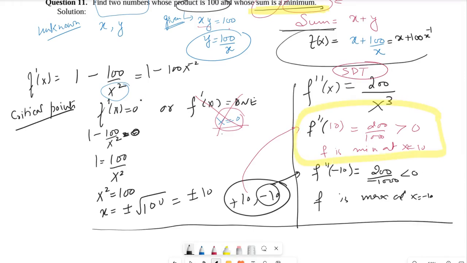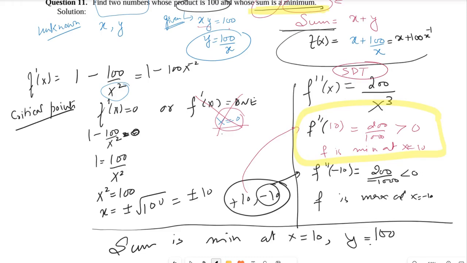Final answer. The sum is minimum at x is equal to 10. Y would be equal to 100 divided by 10, which is also 10. So basically, what did we need to do? We needed to find two numbers whose product is 100 and the sum is minimum. Okay, the sum will be 20 in this case.